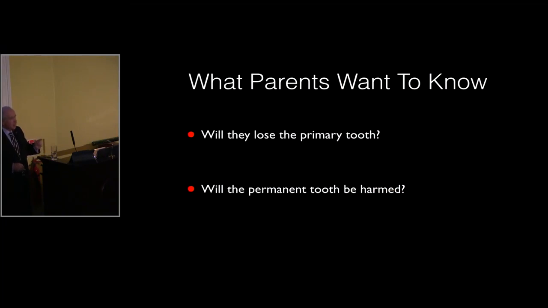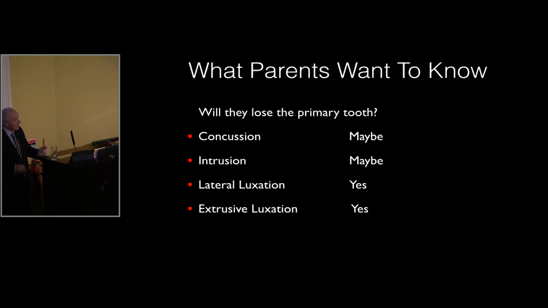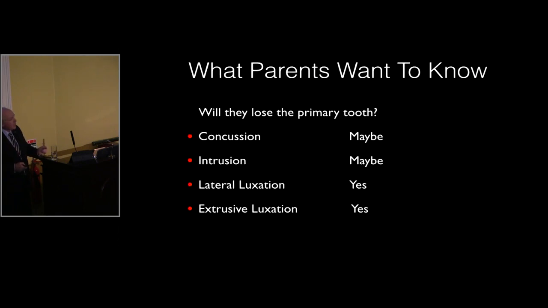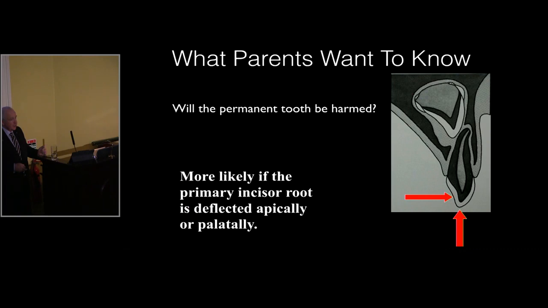What do parents want to know? Will they lose the primary tooth, and will the permanent tooth be harmed? So will they lose the primary tooth? It's more likely if the apex of the primary tooth is deflected apically. So with concussion, maybe, intrusion, maybe, lateral luxation, yes, they will lose it, and avulsion, obviously they will, and extrusive luxation. But it's not the primary tooth that we're interested in, it's the permanent tooth.